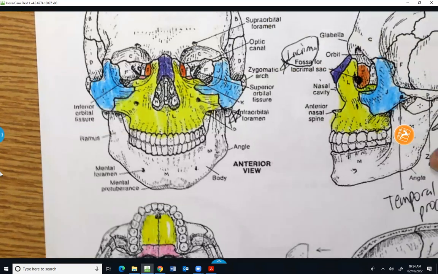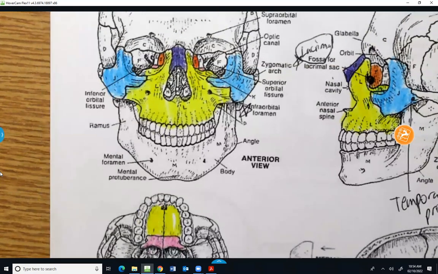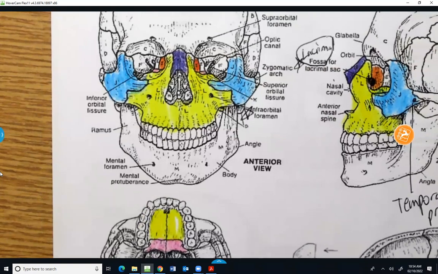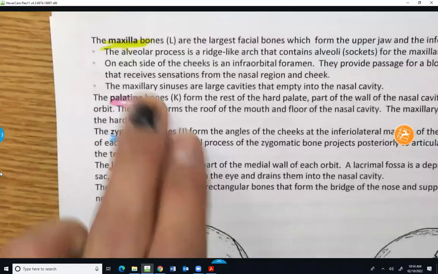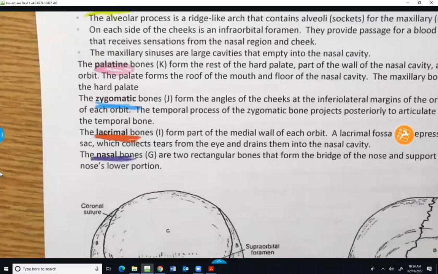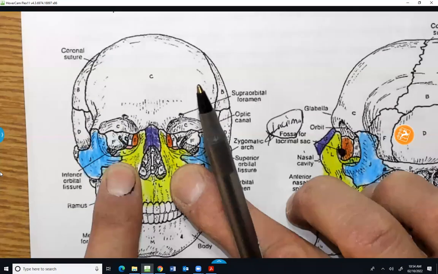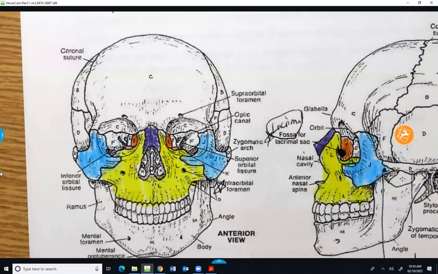What you can't see in any of these images, and that's okay, but your maxillary bones have spaces in them called maxillary sinuses, large cavities. Basically, they're right here, where my fingernails are. So those are another set of sinuses that connect to our nasal cavity, and therefore they can get plugged up and get infected. Okay.